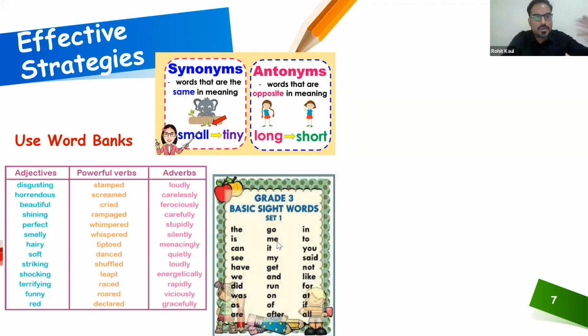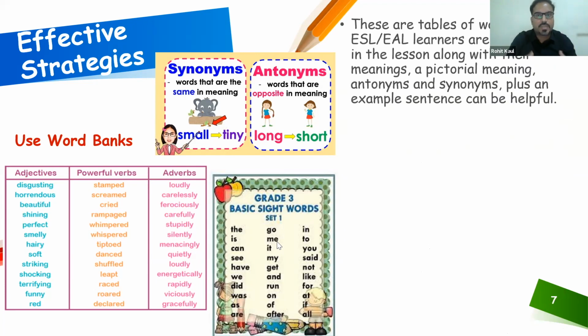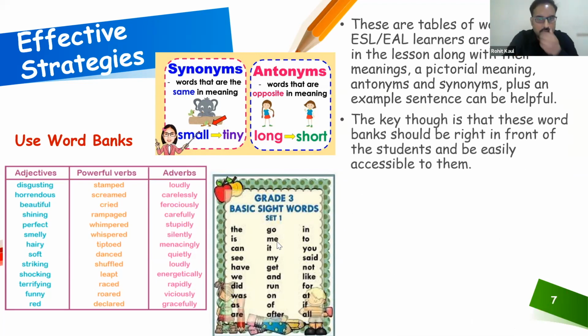So these are some quick strategies: you can start giving them these antonyms, the words, example sentences, so that they start following them. The key though is that these word banks should be right in front of the students. So these word banks should be in front of the students or on the displays on the wall, where they can easily see and easily understand, okay, these are the words, I have something to look up to. The students will feel more confident in using these words when they are seeing them every day. So you make it a habit for them.